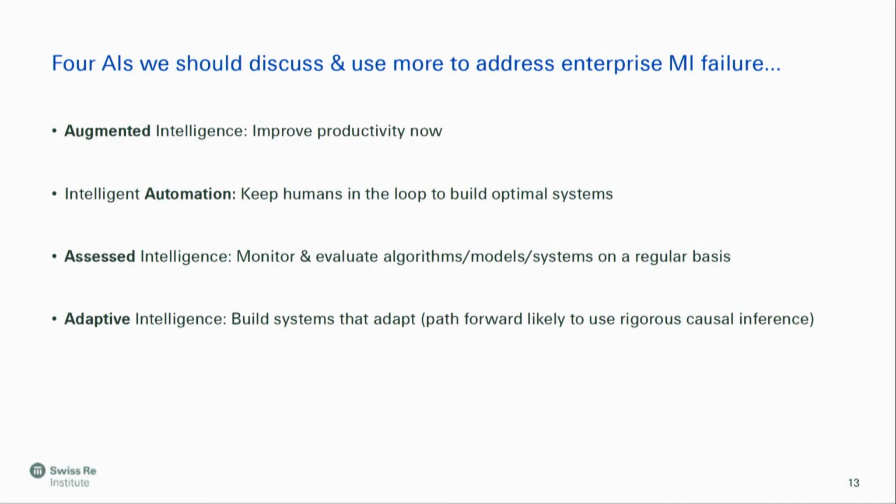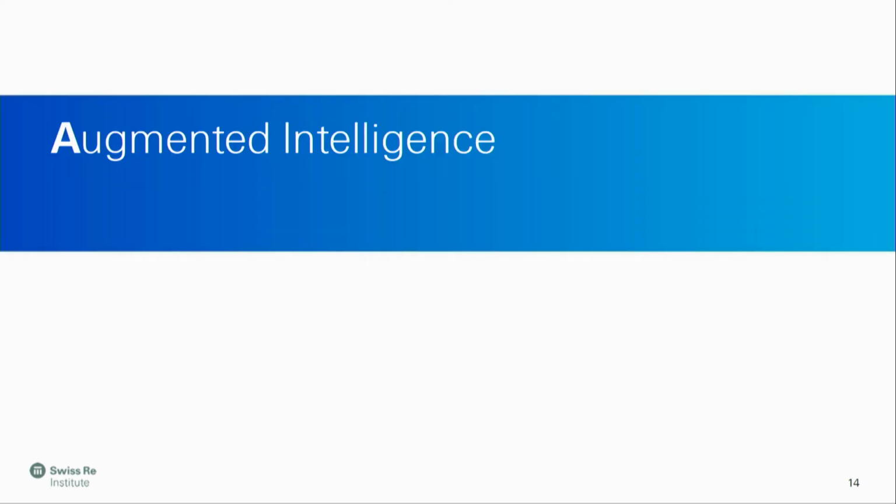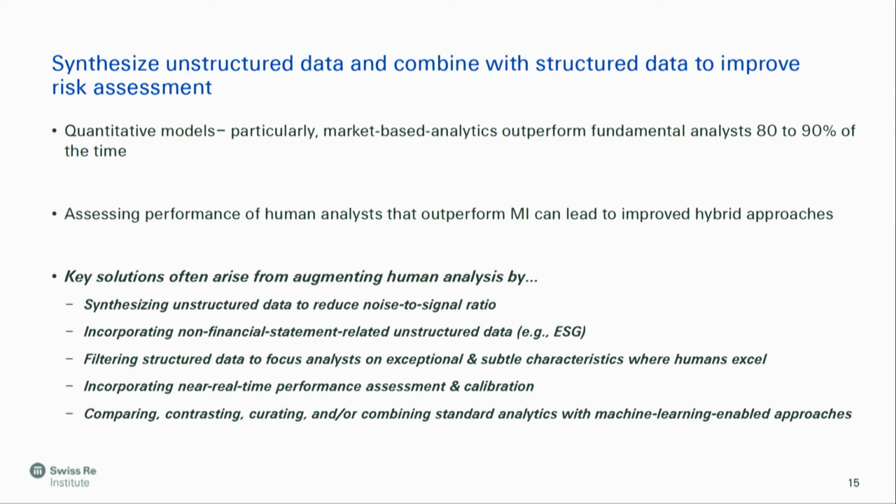Now, how can we address this problem? Well, I want to propose that there are 4 AIs we should be discussing more than artificial intelligence. And so I'm going to spend the last part just going through this somewhat quickly as a way to spark a conversation. So the first one is we should be shifting our view from artificial intelligence to augmented intelligence.